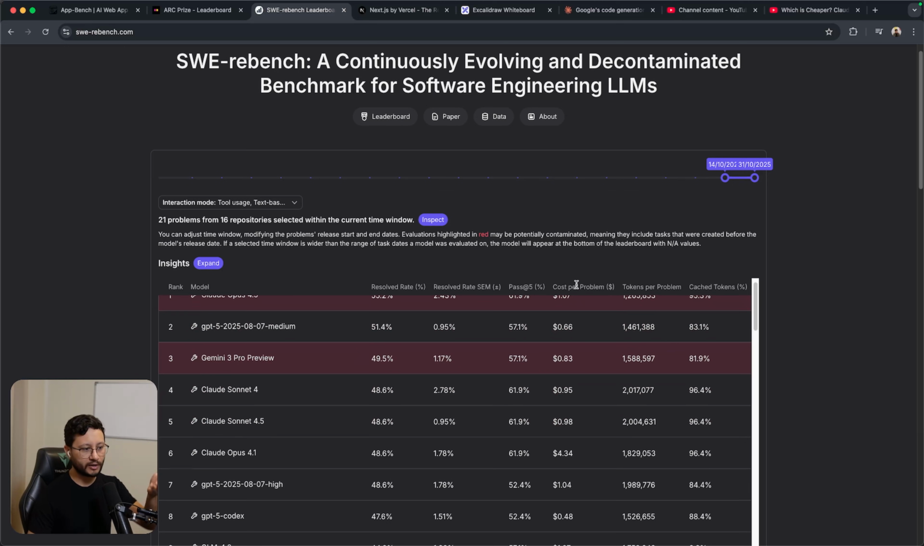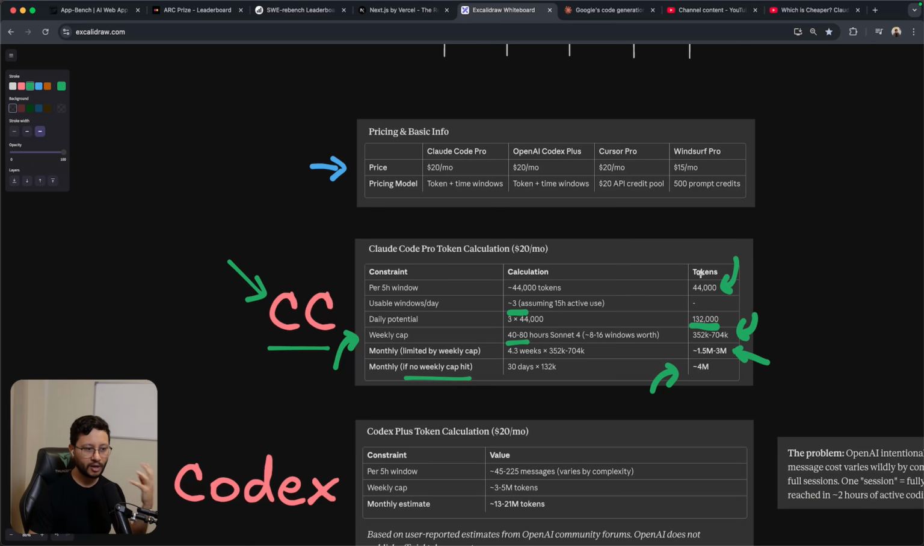And also we get a cost per problem here, which is pretty cool. So this is how we'll understand how good, not only how cheap, but how good these different AI agent systems are.